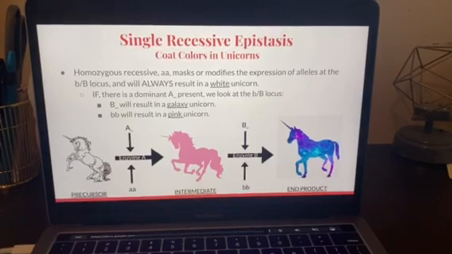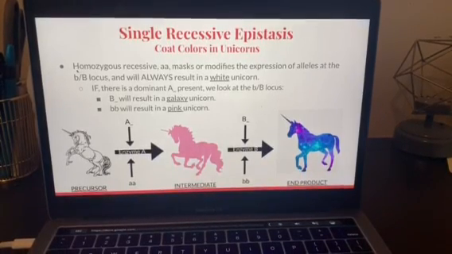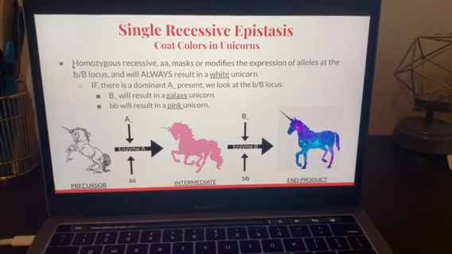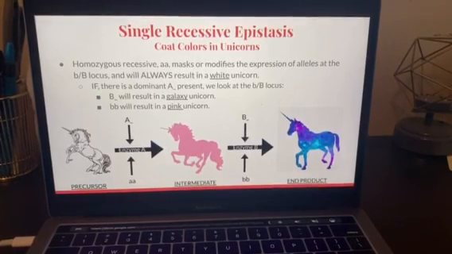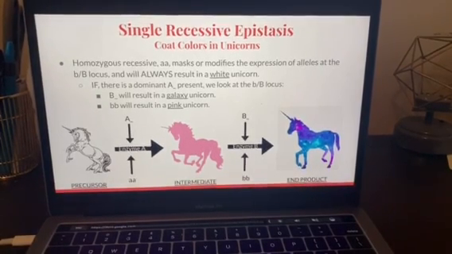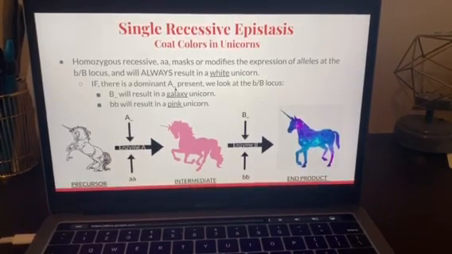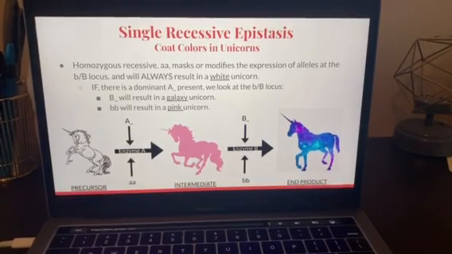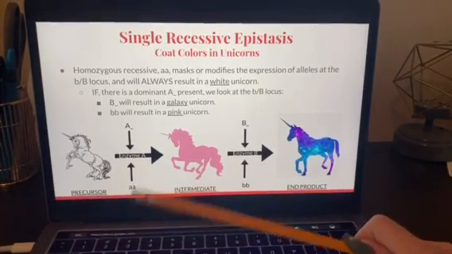Today we're going to talk about single recessive epistasis, specifically in the coat colors of unicorns. In this situation, if we have a homozygous recessive individual with 2 little a's, this will mask or modify the expression of the alleles at the B locus and will always result in a white unicorn. However, if there is a dominant A present, we'll then look at the B locus. If there's a big B present, this will result in a galaxy unicorn, and 2 little b's will result in a pink unicorn. So let's look at our pathway real quick.